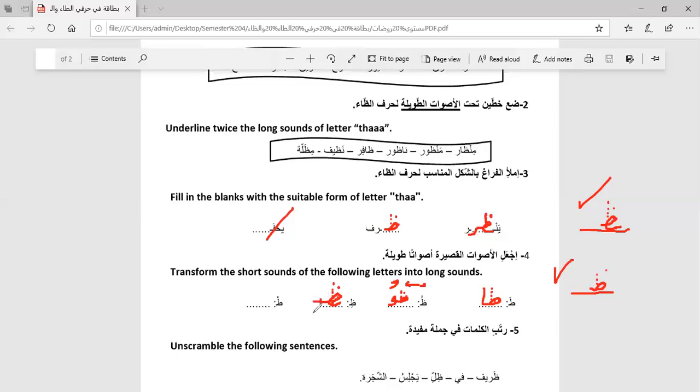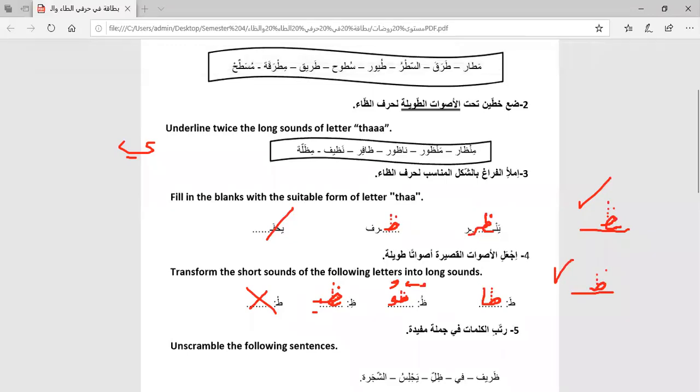Ya. Okay, why did I choose this form? Because we are concerned in this lesson with this ya, not this ya. Okay. Does it have a long sound? Of course, no. Okay.